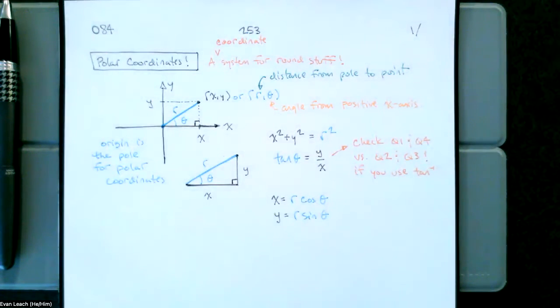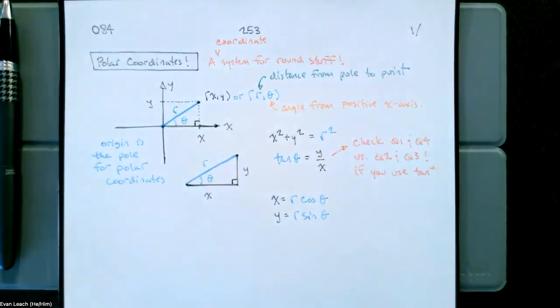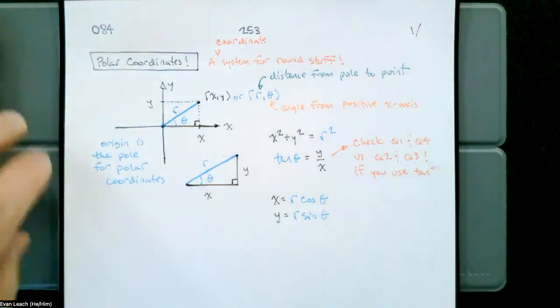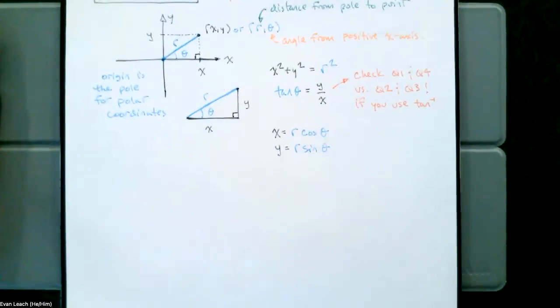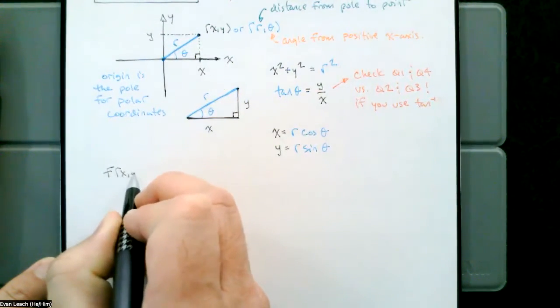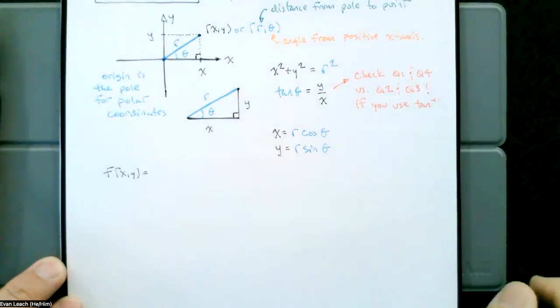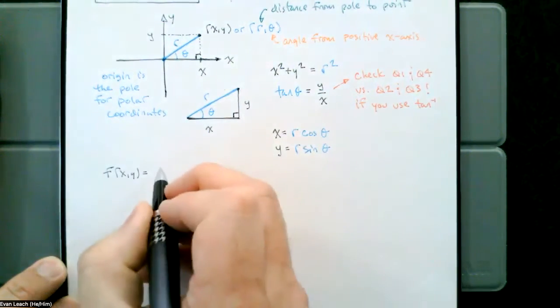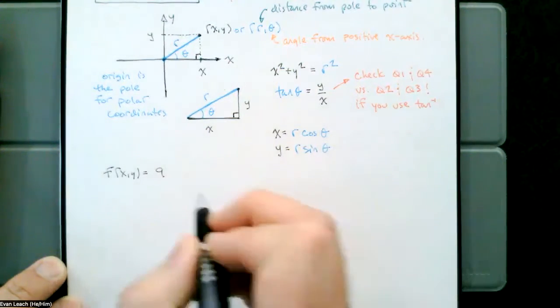All right. So what we want to be able to do is look at functions and describe them not in terms of x and y, but we're going to try to describe functions in terms of r and theta. So think about the function we had yesterday. Did I use 9 or 4? 9? Yeah, because of all the 2s. That makes sense.